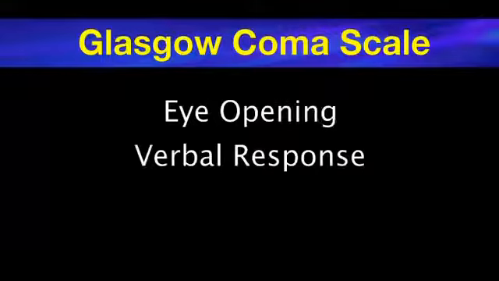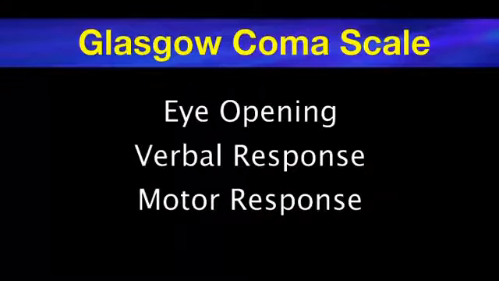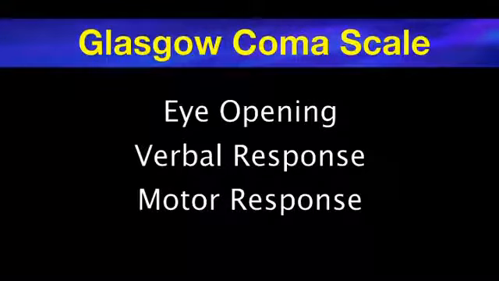The Glasgow Coma scale has 3 components: eye-opening, verbal response, and motor response. These will be demonstrated in turn. Each of these depends on how the patient responds to either a vocal or painful stimulus, which we will demonstrate.